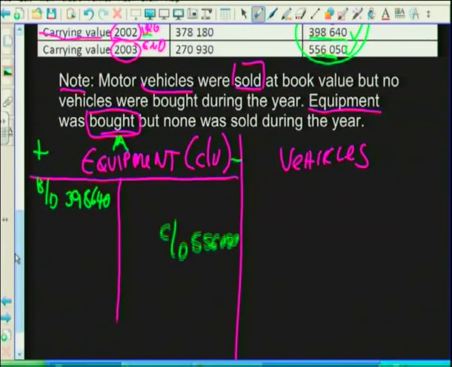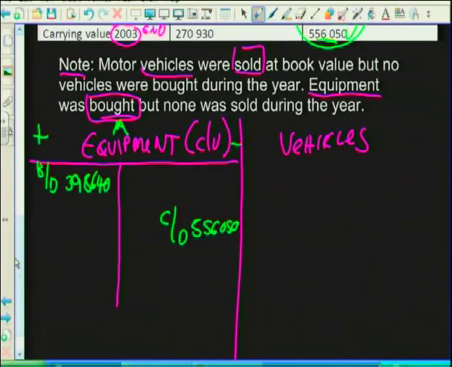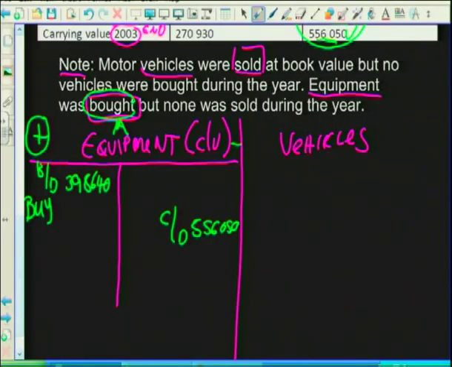So I've got the brought down balance at the beginning of the year, and the balance at the end of the year. Let's now go back to this T account. What will increase my equipment carrying value balance? Correct. If I'm going to buy any new equipment, my equipment is going to increase. And I've been told during the year I did buy. Equipment was bought, but none was sold. So equipment was purchased. That's the amount that I do not know. So that's going to be my X.